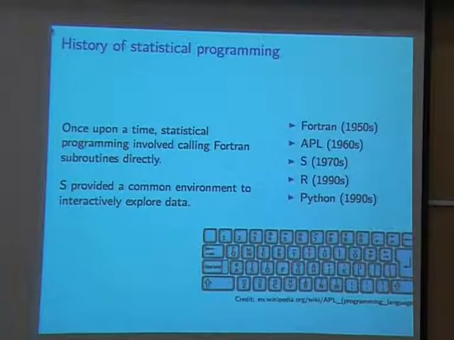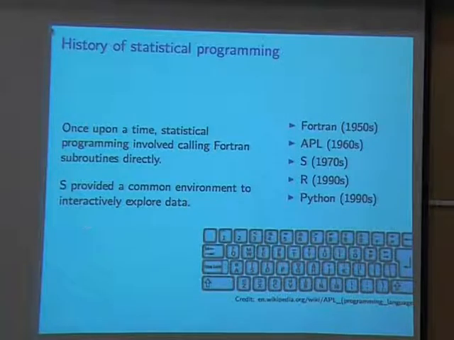S was originally invented at AT&T, just like Unix was. What it was meant to do was to help these statisticians who weren't very computer savvy at the time to have a more common environment where they could easily and interactively call a lot of these Fortran routines, which is still similar to what we do today. If you look under the hood at NumPy or R, you'll still find a lot of Fortran and C underneath it.